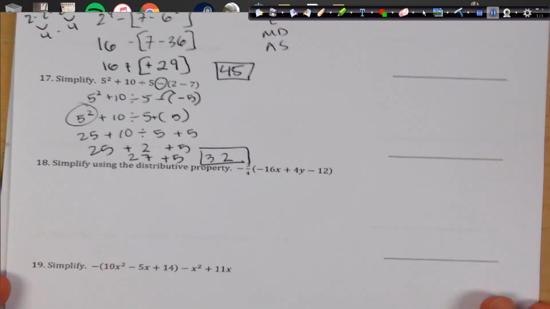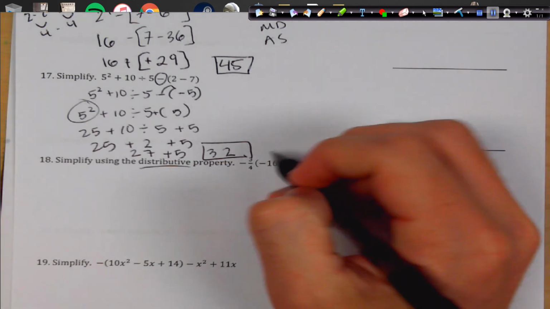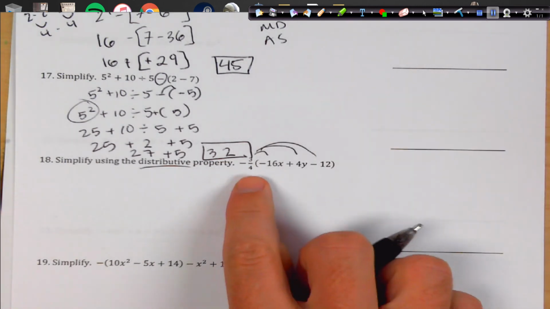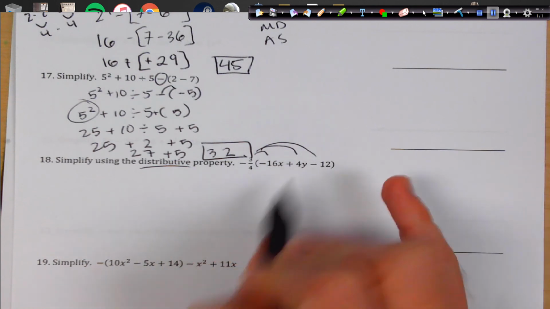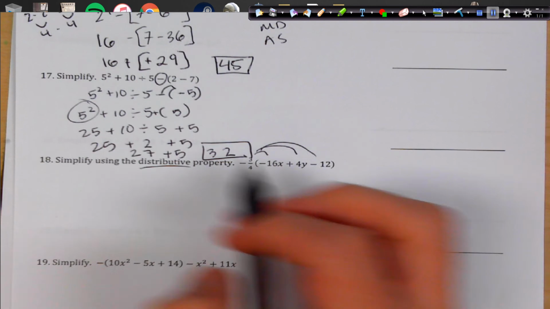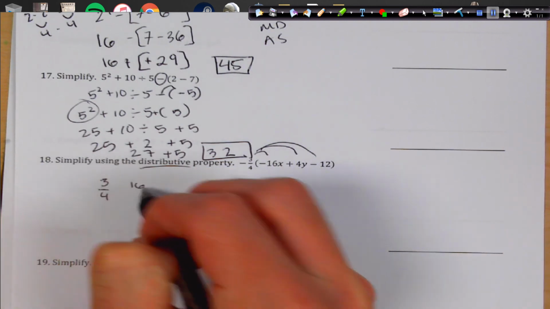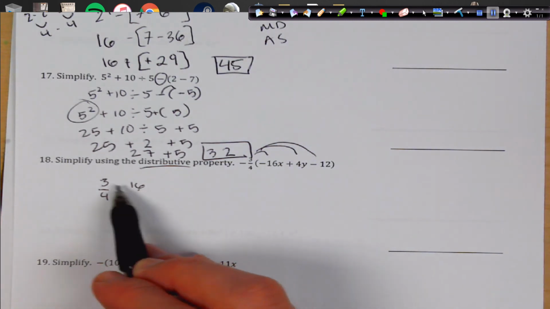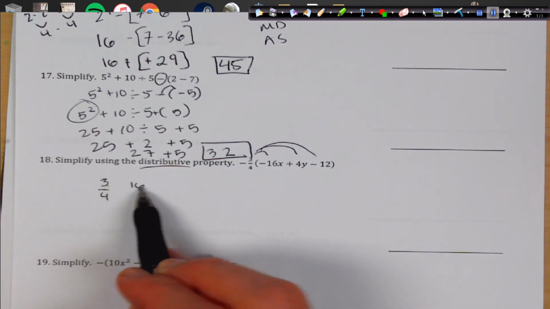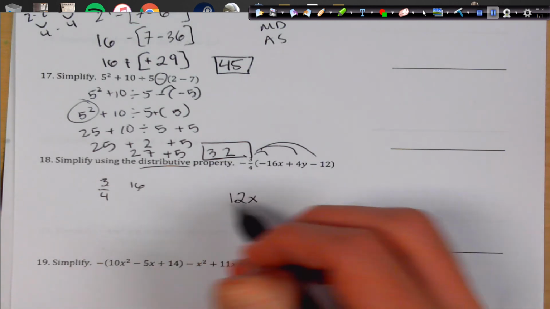So anyways, back to doing this next problem. We're using distributive property and we're going to distribute this in. Now what we have to do here is we have a fraction, so 3 and 4, so I'm going to divide by 4 first and then multiply the number by 3. So 16 divided by 4 is actually 4, and then I'm going to multiply it by 3, which gives me 12x. Two negatives are going to make a positive.